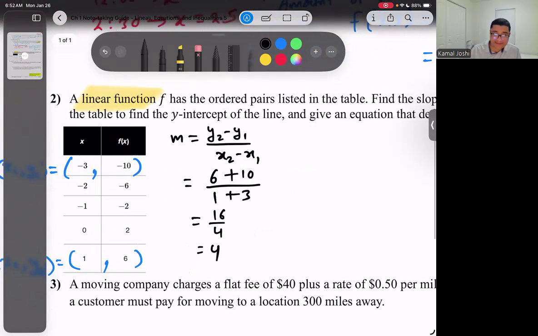Use the table to find the y-intercept. Now from this table, find the y-intercept.